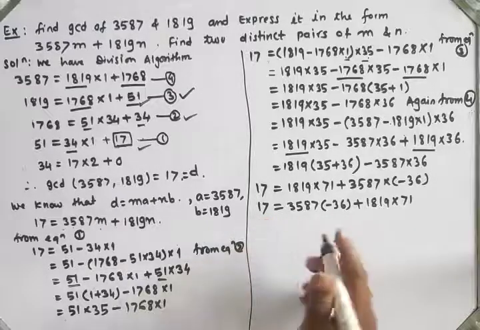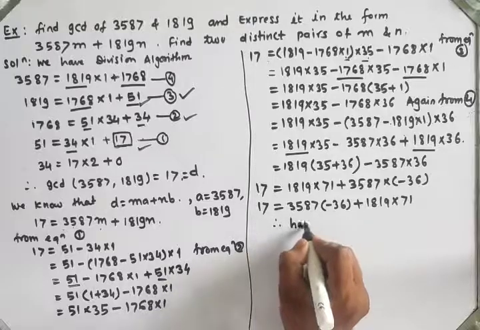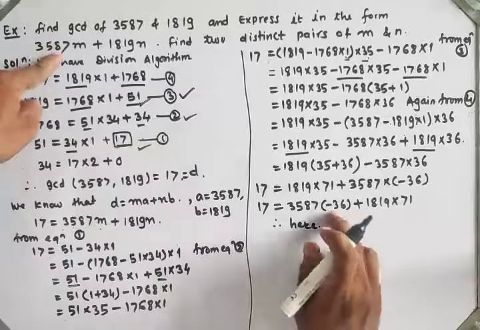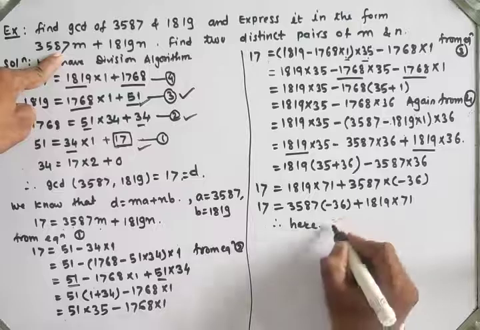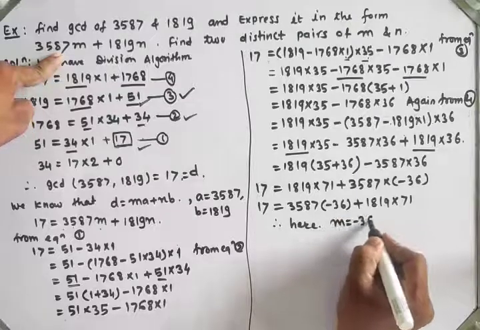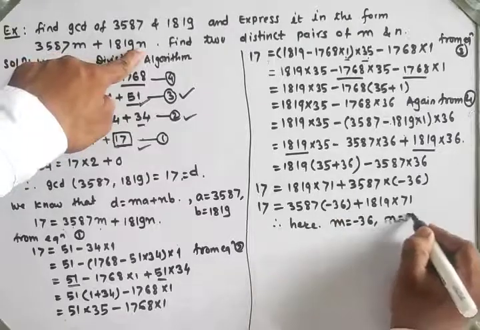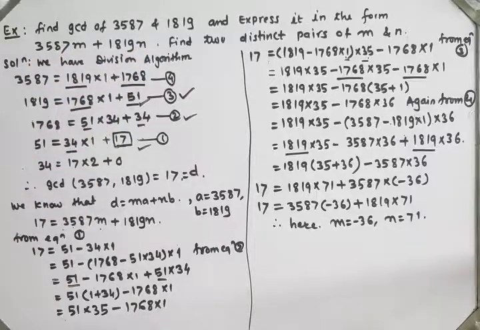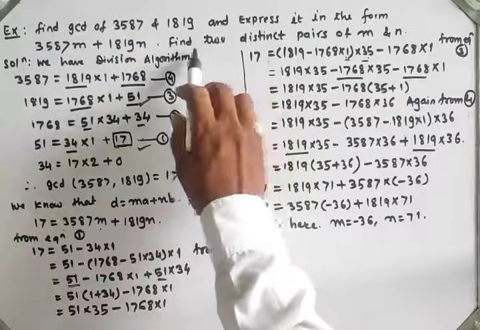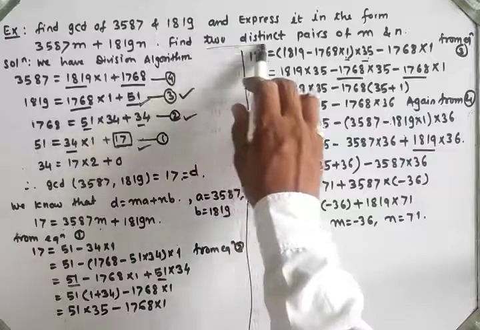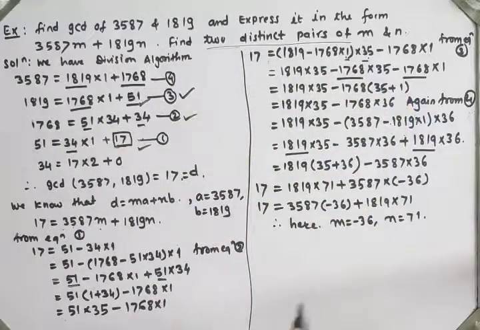Therefore what will be the value of m? After comparing these two equations, the value of m is minus 36 and the value of n is 71. Now what we have been asked here is to find two distinct pairs of m and n. Now to find another pair.